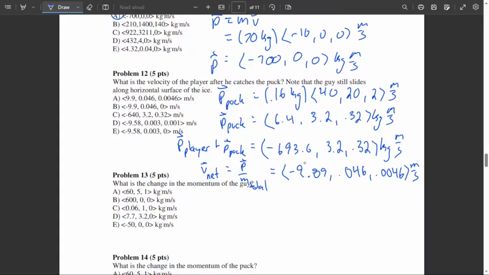One last detail, we are told that the player is still sliding along the horizontal surface of the ice, so the vertical component of the speed must be 0, otherwise he'd be sinking into the ice or floating above it. And so our z component must be 0. So A is wrong, C is wrong, and D is wrong, because they don't have a 0 z component. And then, our answer is B.